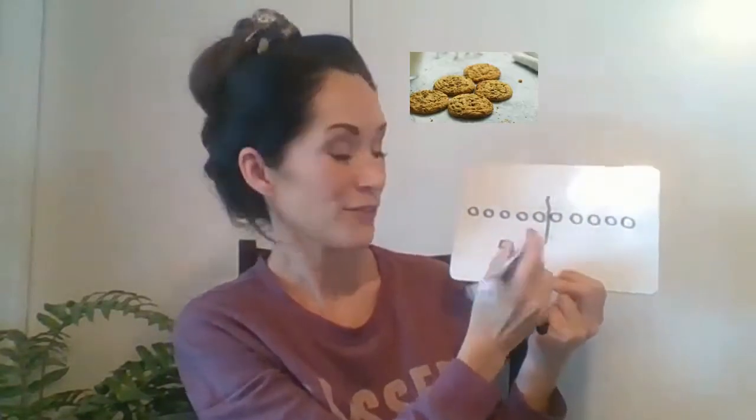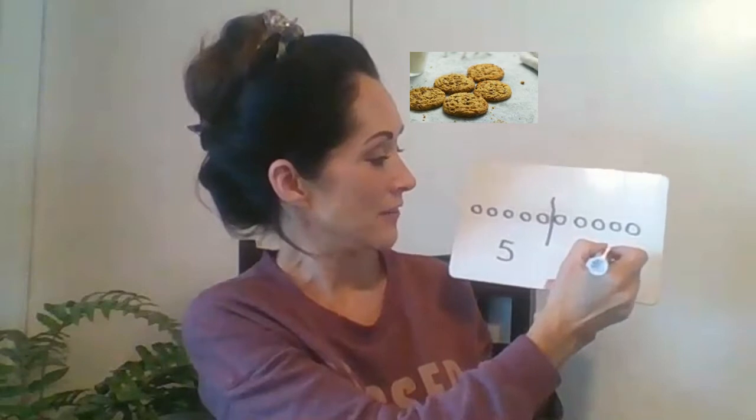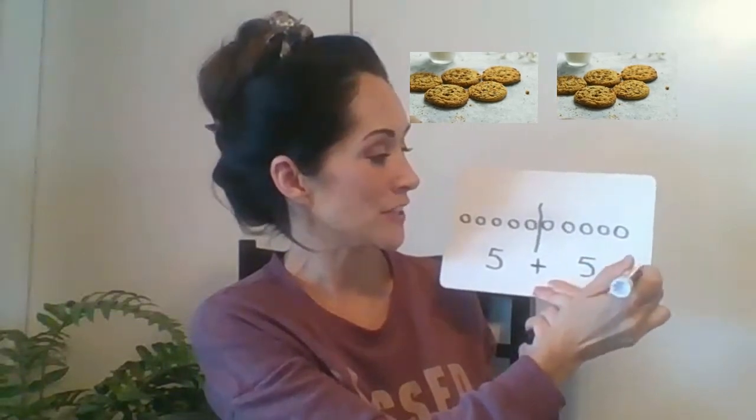I know with my class, we talked about cookies a lot, right? So if this is 10 cookies, and if I divided them evenly between two people, I would divide them right in the middle. And so we would know that we had 5 for one person over here and 5 for the other person. Together, the value stays the same. We still have 10 cookies. So if we had 5 plus 5, it still equals 10, right?